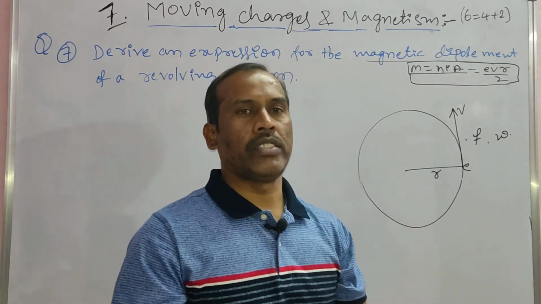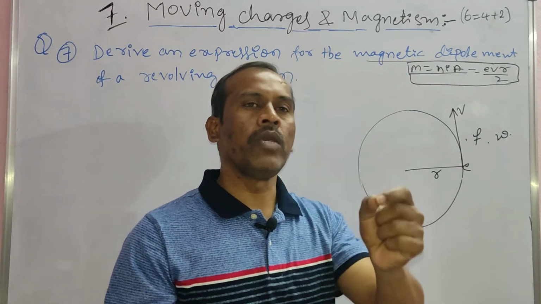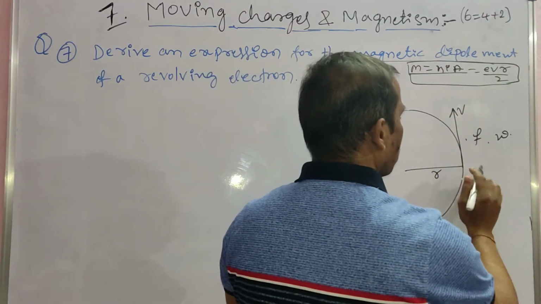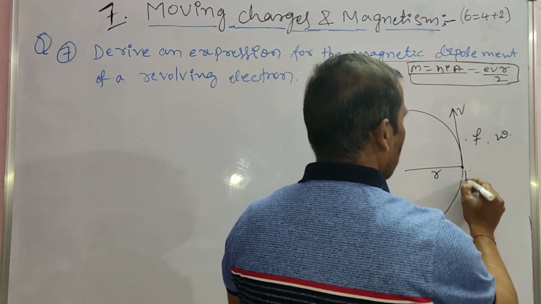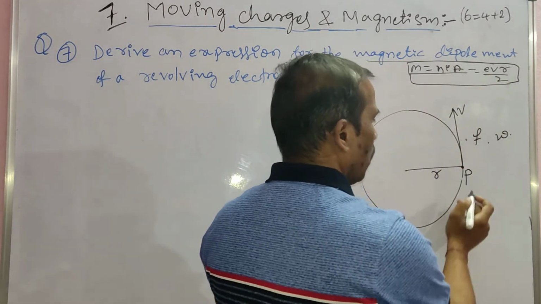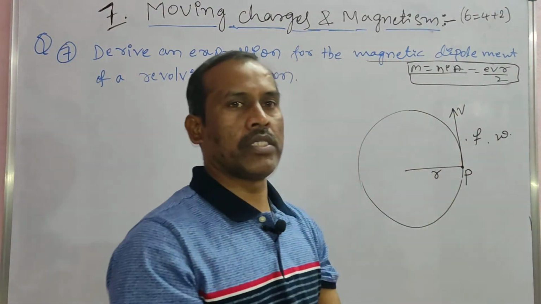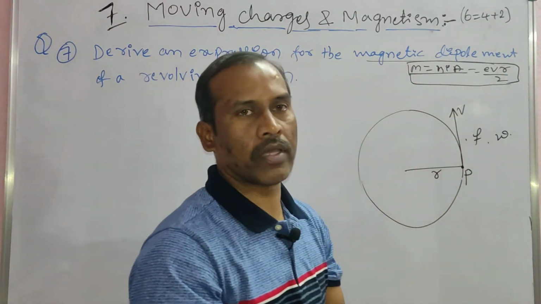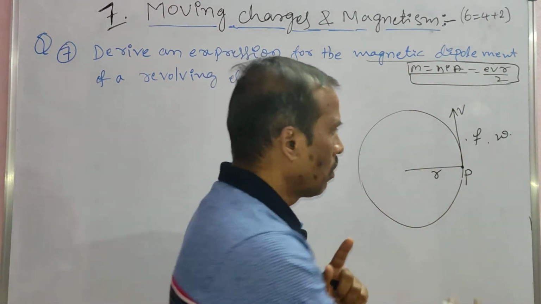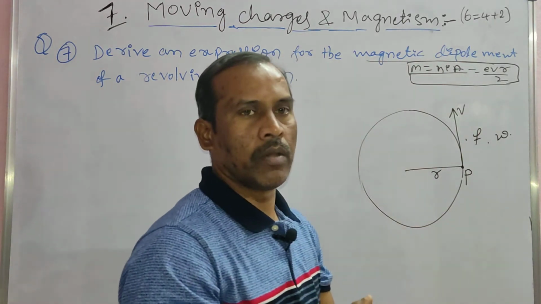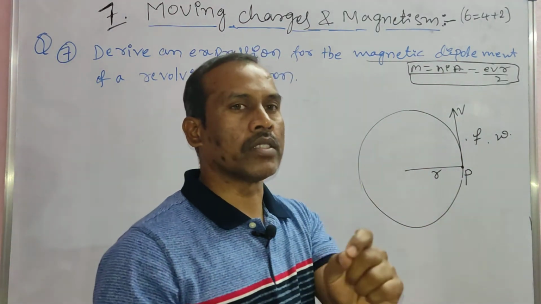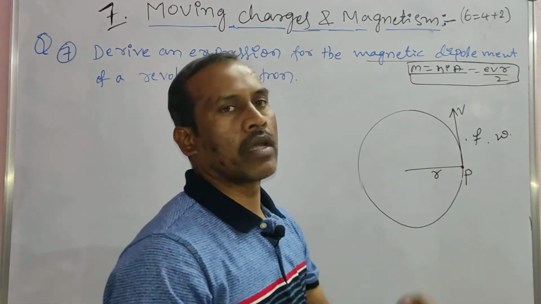At any point on the orbit, for example point P, the charge passing through this point per second is called a current, that is a circular current.